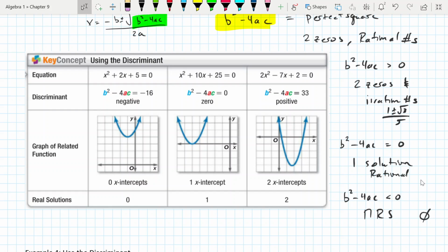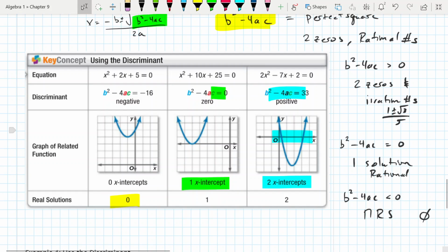But the nice thing about all of those discriminants and the way you describe them is that it also tells you a lot about the graph. If you have a discriminant less than 0, you have 0 intercepts. The graph will never cross the x-axis. If you have a discriminant equal to exactly 0, the vertex is on the x-axis. And of course, the last one, if it's positive, then it's going to intersect the x-axis in two places. So the discriminant also can tell you about what the graph looks like.